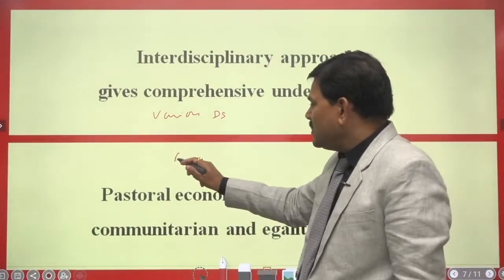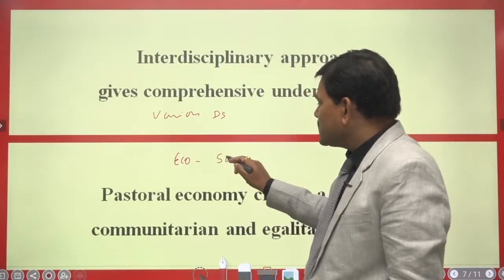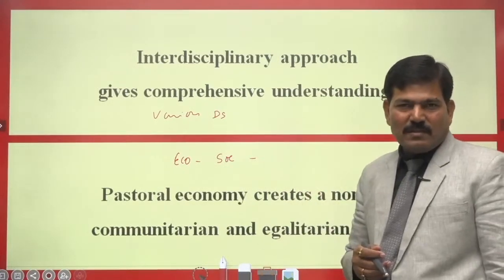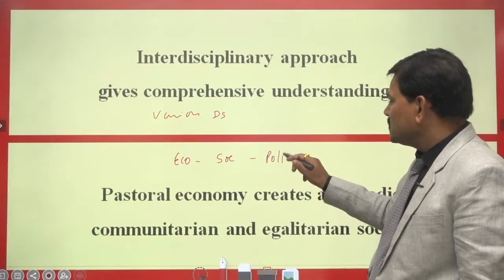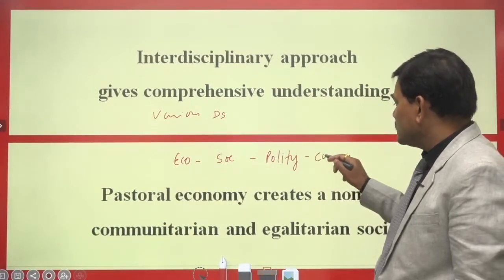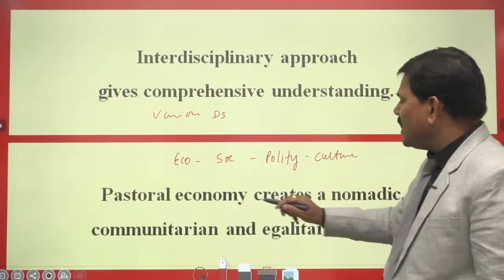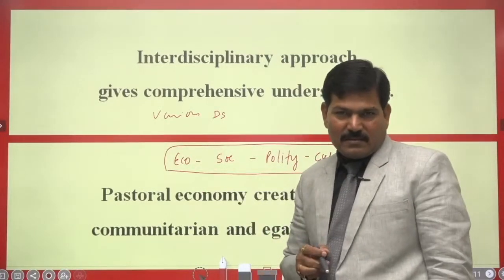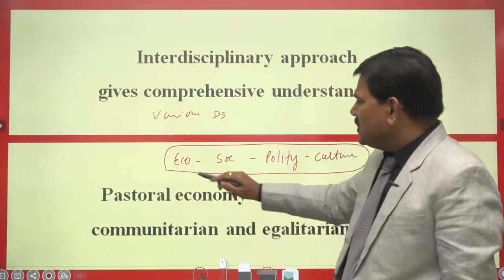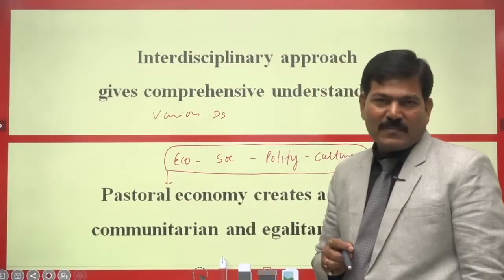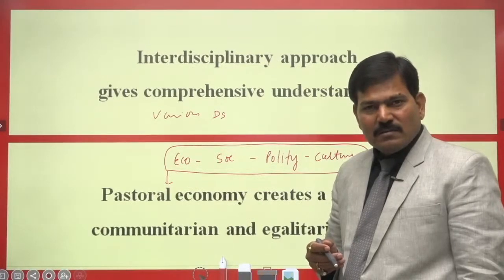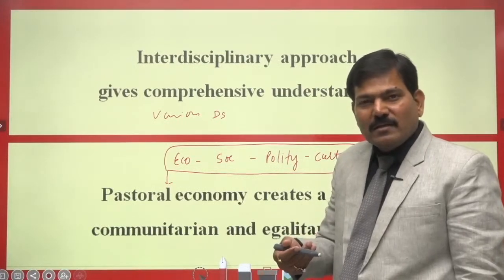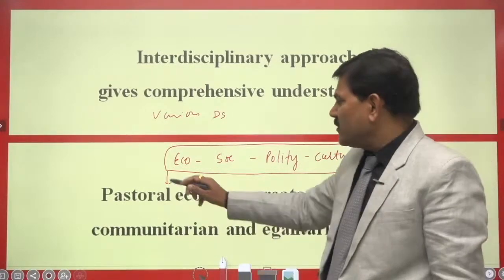Means, if you read economy, you link it with society. If you read society, you link it with economy as well. Polity, culture, all are inherently integrated. In fact, if you read economy of the Delhi Sultanate, you can understand the reason why Delhi Sultanate moved towards urbanization.